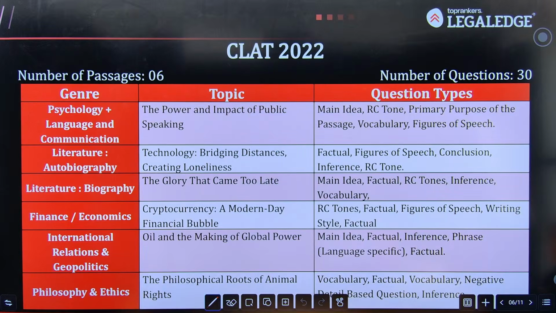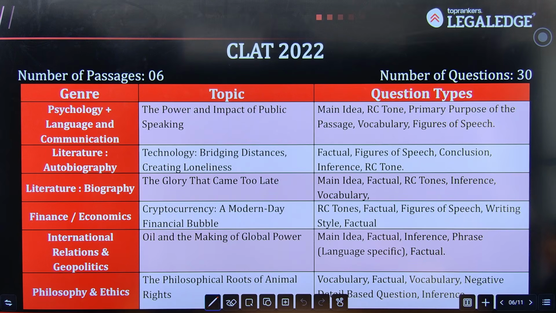Now, students, let's go ahead with CLAT 2022. Here we got one passage around psychology, and the overlapping theme or genre can be language and communication. The topic of the passage was The Power and Impact of Public Speaking. The question types which were there were around main idea, RC tones, primary purpose of the passage, vocabulary, and figures of speech. So overall, it will be vocabulary dominant and two big picture questions.